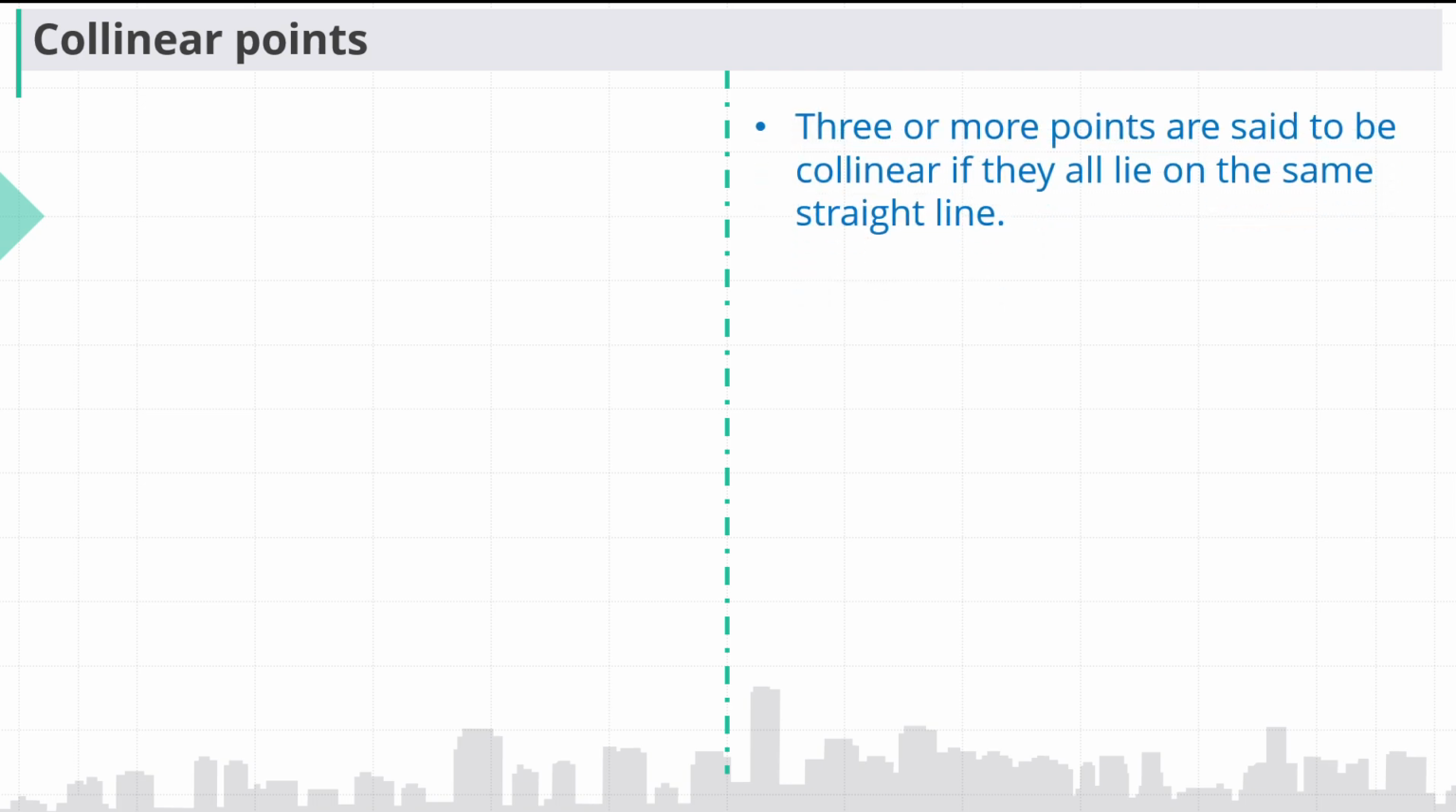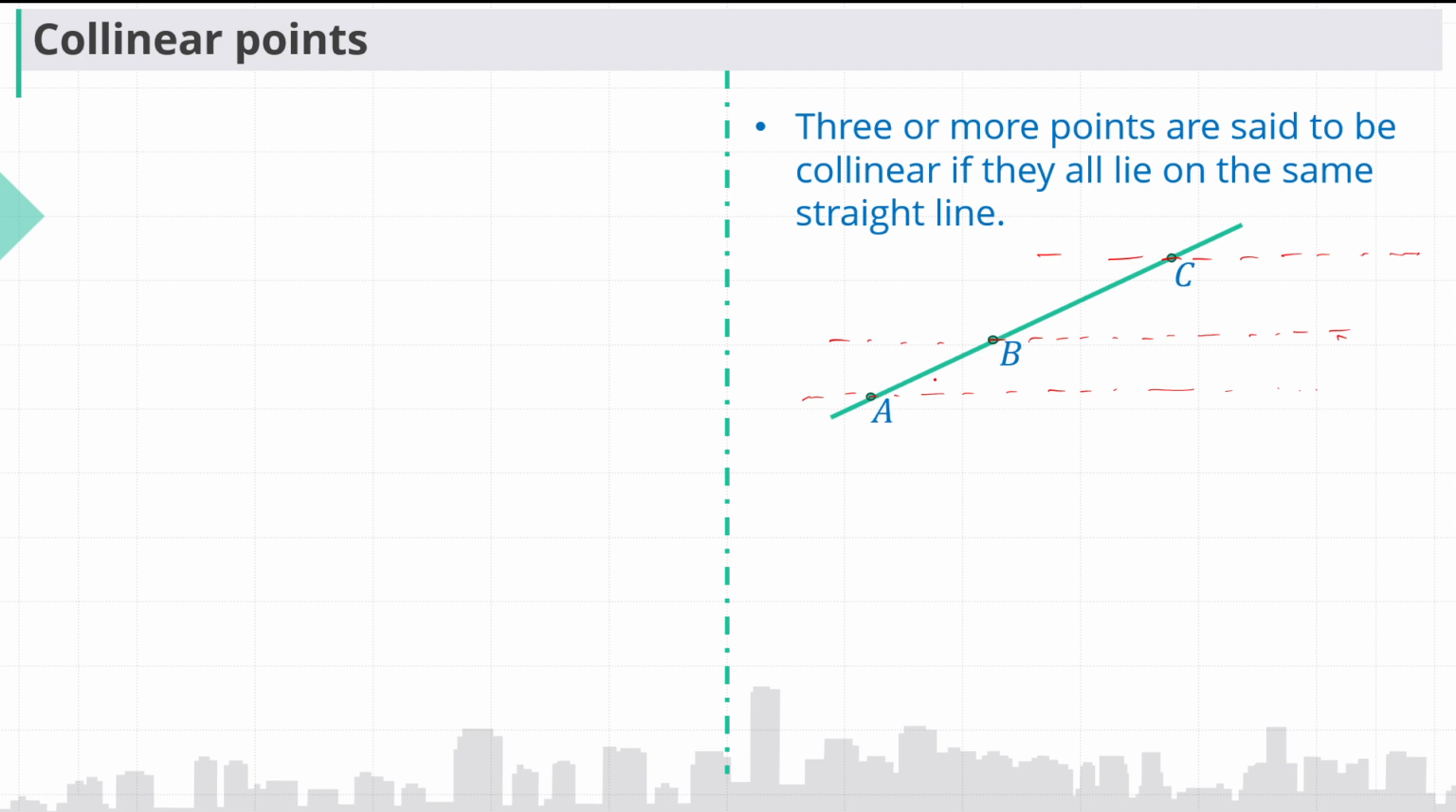What are collinear points? Three or more points are said to be collinear if they all lie on the same straight line. So in this figure, we say that the 3 points A, B, and C are collinear. Now, if we draw a horizontal through the point A, a horizontal through the point B, and a horizontal through the point C.